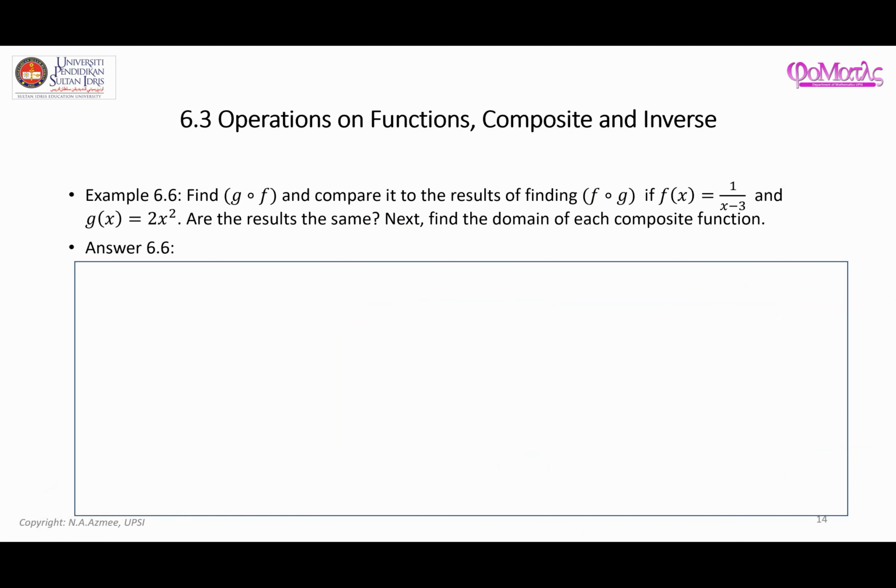Find g compose f of x and compare it to the results of finding f compose g, if f(x) is given as 1 over x minus 3 and g(x) is 2x squared. Are the results the same? And then next, find the domain of each composite function. We start off by trying to find g compose f of x first.